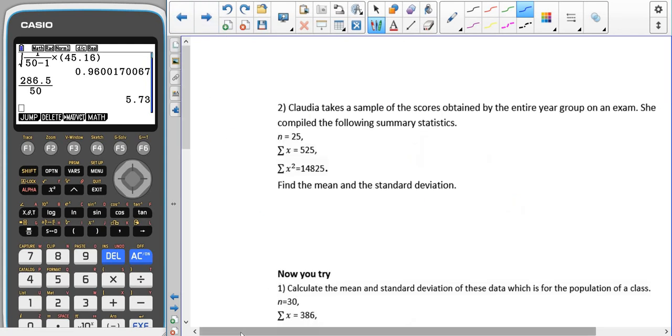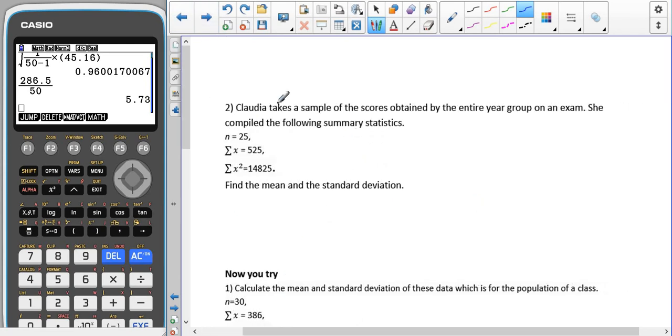So having a look at another example, we have Claudia takes a sample of scores obtained by the entire year group on an exam. Because this time we have the entire year group, that suggests that this is a population. She compiled the following summary statistics: we have an n, a sum of x, and a sum of x squared.